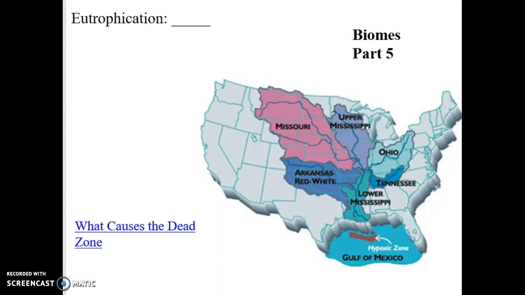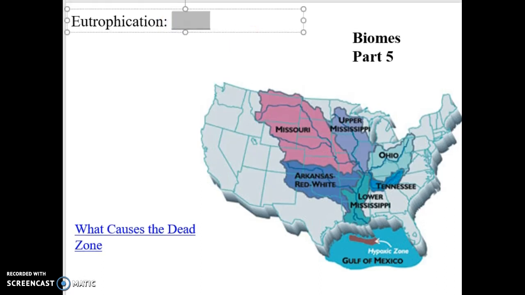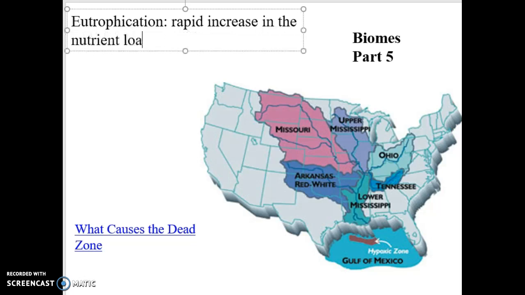Okay, so we're going to continue talking about biomes here, and this focuses again on the aquatic side of biomes, looking at the diversity and the variety of biomes in the aquatic ecosystem. In the last lecture, we started talking about this process called eutrophication, a rapid increase in the nutrient load of an aquatic system.